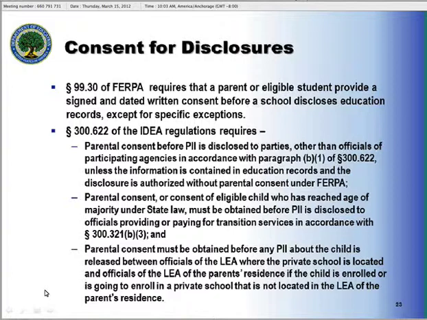In order to determine if the child is eligible for equitable services, information from the LEA of the parent's residence likely would be relevant. The IDEA regulations require that parental consent must be obtained before the two LEAs may exchange and share personally identifiable information about the child.